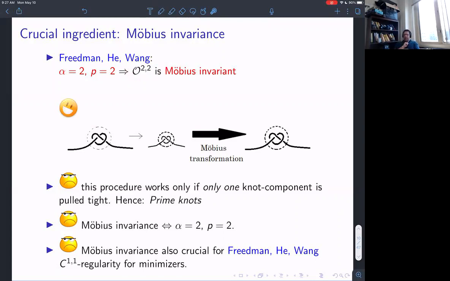And for example, for the existence theory, and this is where I have pictures, you can use that to make sure that you have minimizers in the following sense. You take a minimizing sequence. Now, it could happen that there's a pull tight. There's no reason that there's not, because it's scaling invariant. You kind of expect there could be a pull tight.